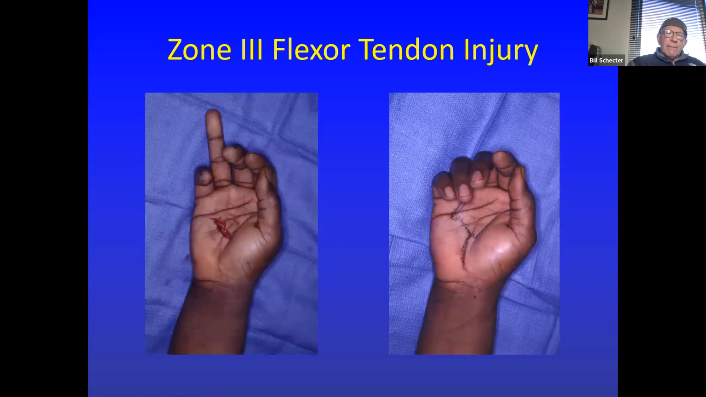So here's an example of a zone 3 injury. We know it's zone 3 because it's in the mid-palm. We know both the sublimis and profundus tendons are cut because the finger is straight out. If the sublimis was intact, the PIP joint would be semi-flexed.